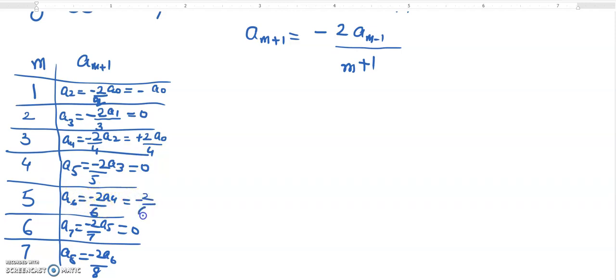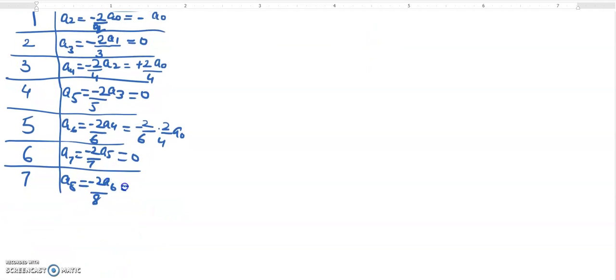So minus 2 by 6, and then A4 is 2 by 4 A0. So it's 2 by 4 A0, so it will be minus. And then this term will be minus 2 by 8 A6. A6 was this. Okay, so it is minus 2 into 2 A0 over A4. Okay, so in this way we can represent it.